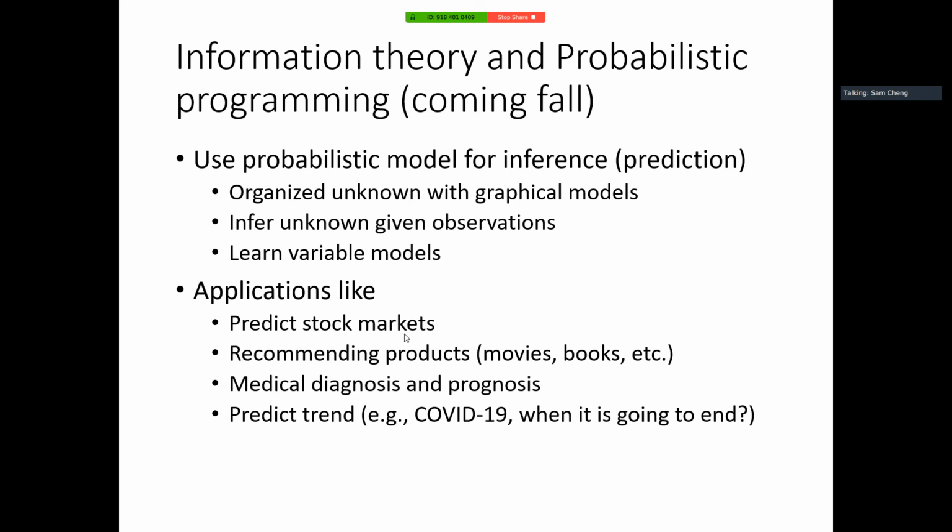Some of these applications can be to predict, for example, the stock market, or a recommending system, like predicting for Amazon to recommend books and movies, or doing medical diagnosis, or maybe predicting a trend, for example for the virus, when are we going to end, and stuff like that.